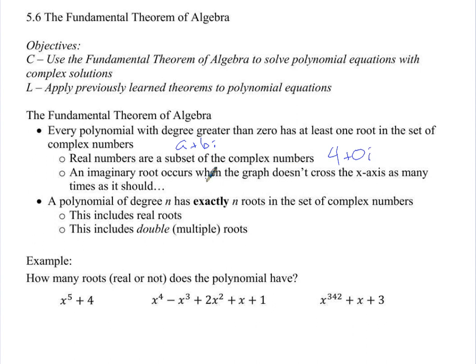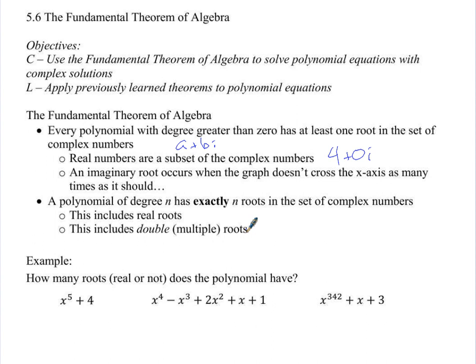An imaginary root occurs when the graph doesn't cross the x-axis as many times as it should. We already know that, okay? So we actually already know this part of the fundamental theorem of algebra. The second part: a polynomial of degree n has exactly n roots in the set of complex numbers. That includes real roots. That includes double roots. And I think we already knew that too, right?